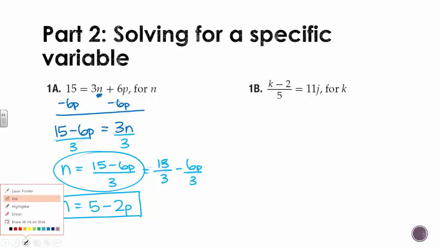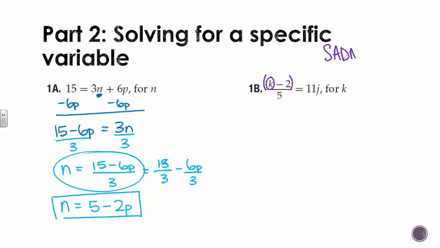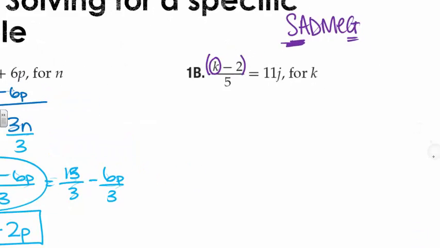Now let's try one more. We've got to get k by itself. There's subtraction here and division here. But remember, there are giant parentheses here. So when we look at SADMEP, those parentheses are the very last thing we have to undo. So there's no subtraction or addition that's not inside a grouping symbol.